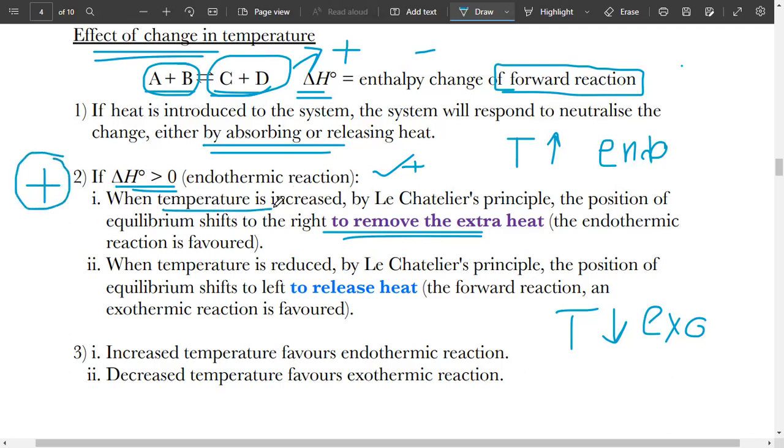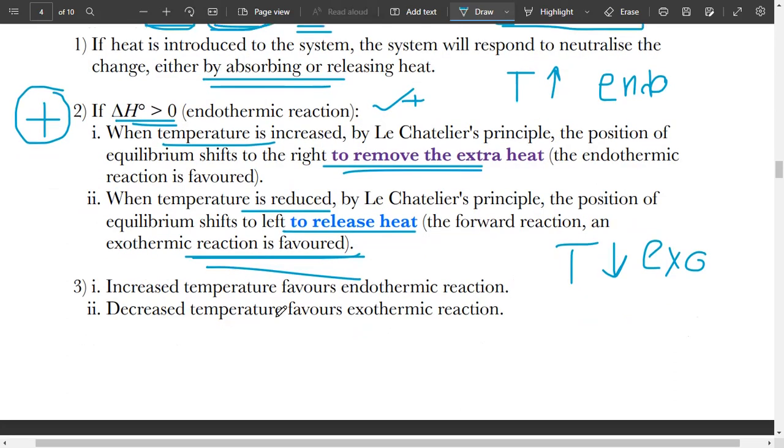For delta H positive, when you increase the temperature, obviously the position of equilibrium will move in the forward direction because the forward reaction is endothermic, and when the temperature is reduced, by Le Chatelier's principle, the position of equilibrium shifts to release the heat. Your equilibrium moves backward to release the heat, and the exothermic side, the backward reaction, is favored. So increased temperature favors the endothermic reaction, decreased temperature favors the exothermic reaction.